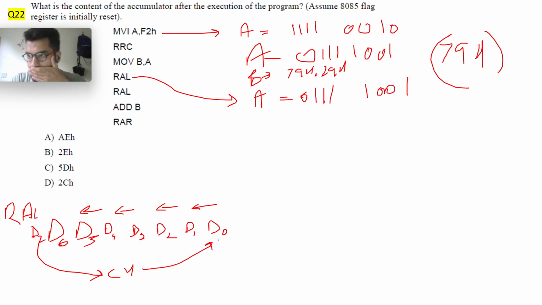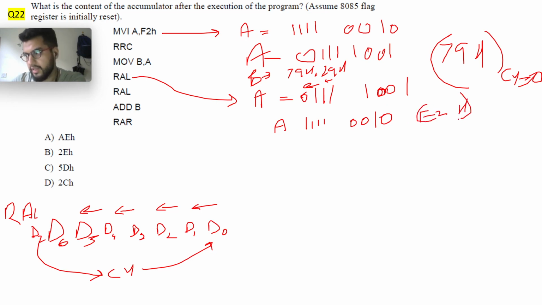Here initially carry was reset, so carry up to this point is still 0. So it will go to left by one position. So I'll just mark it like this. So it will be 1111 0010, and carry was 0. It will be like this only. So A is F2 hex, right?